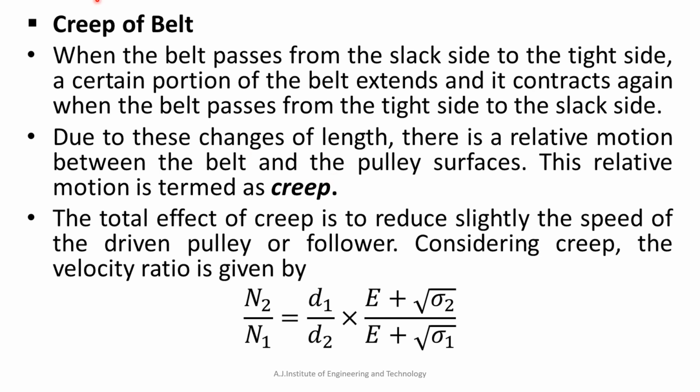Next, how can we denote the creep? The total effect of creep is to reduce slightly the speed of the driven pulley or follower. So it reduces the speed of the driven pulley, and some losses happen while transferring power from one shaft to another shaft. While considering creep, the velocity ratio is n2 divided by n1 is equal to d1 divided by d2. That is the velocity ratio.